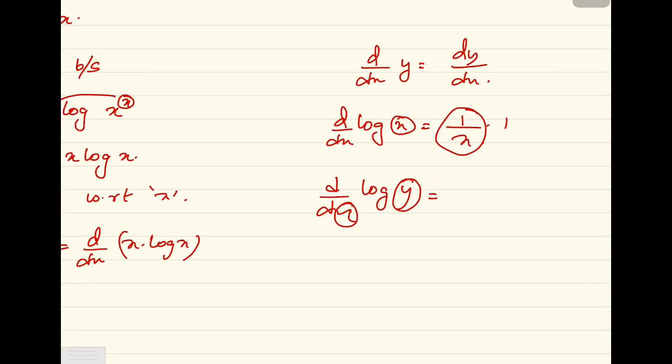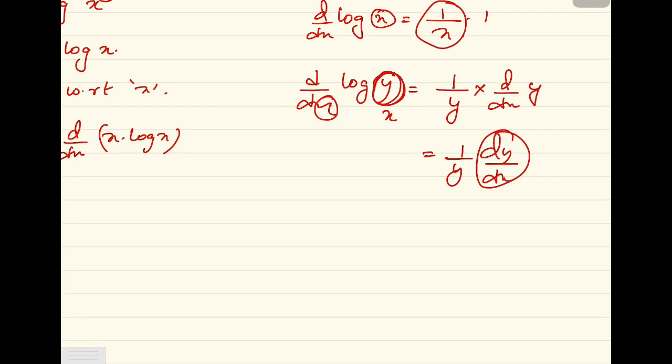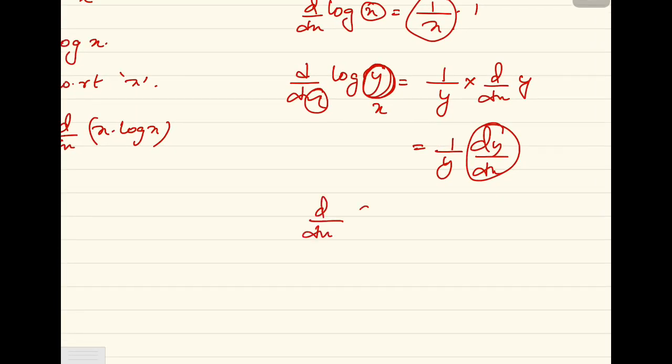So what is d/dx of log y? Imagine this is x. What would be the answer if it was d/dx of log x? 1 by x. So I will write 1 by y. There was a y here, correct? But I have to do the chain rule, then d/dx of y also. So finally it will be 1 by y dy by dx. So whenever you differentiate a function of y in terms of x, dy/dx will be attached.